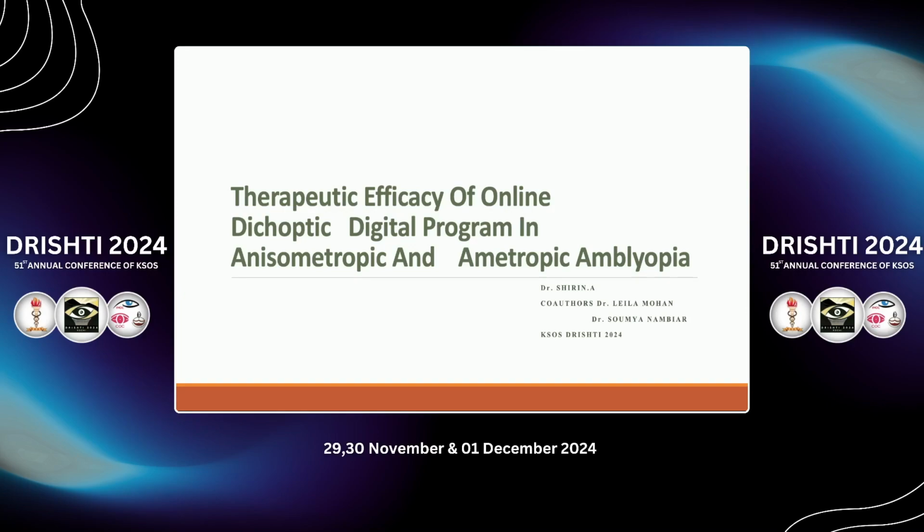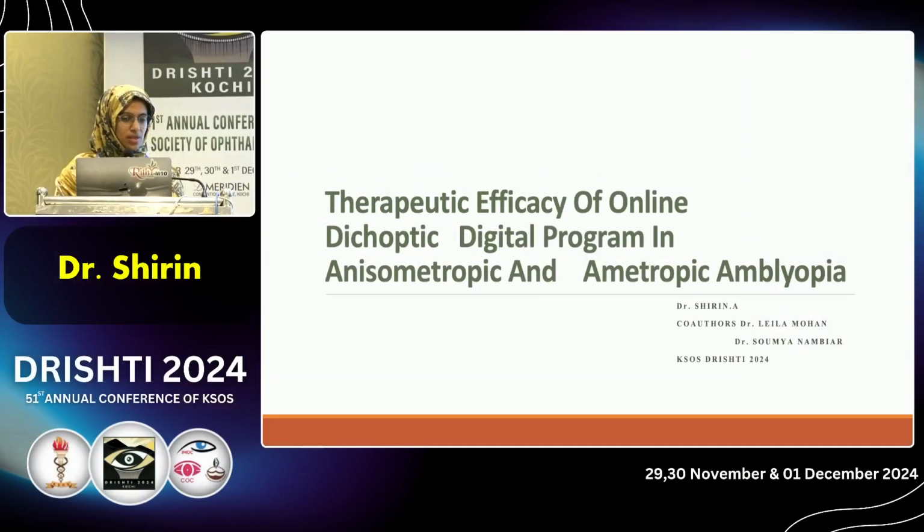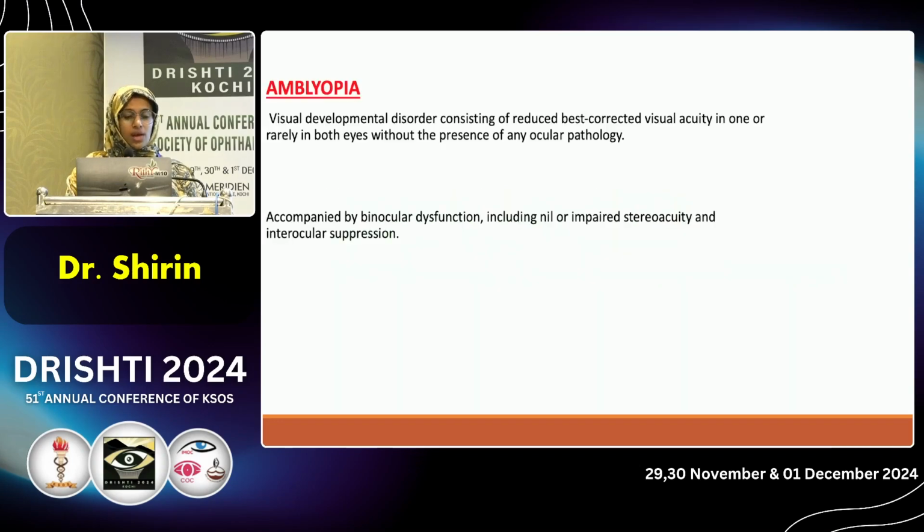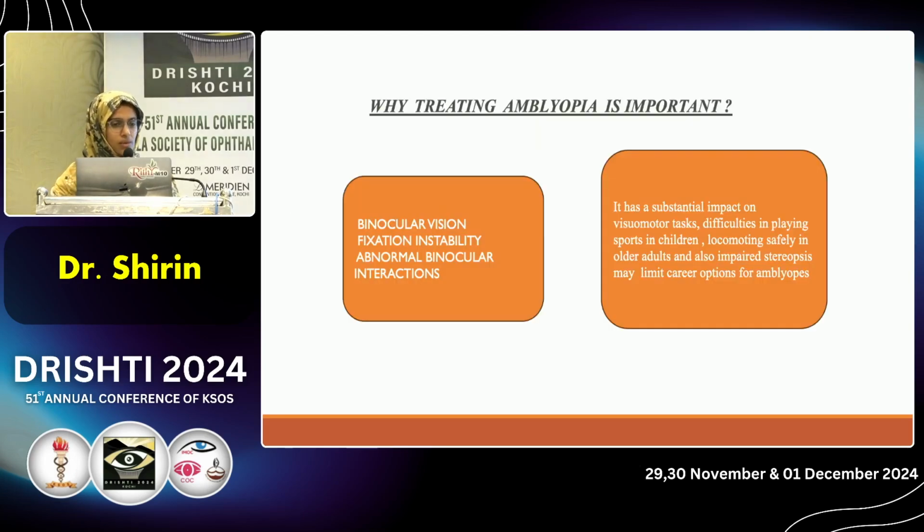Good afternoon. I'm going to discuss the therapeutic efficacy of an online dichoptic digital program in anisometropic and emmetropic amblyopia. Amblyopia is a visual developmental disorder consisting of reduced best corrected visual acuity in one or, rarely, in both eyes without the presence of any ocular pathology. Usually it is accompanied by binocular dysfunction, including nil or impaired stereo acuity and interocular suppression.